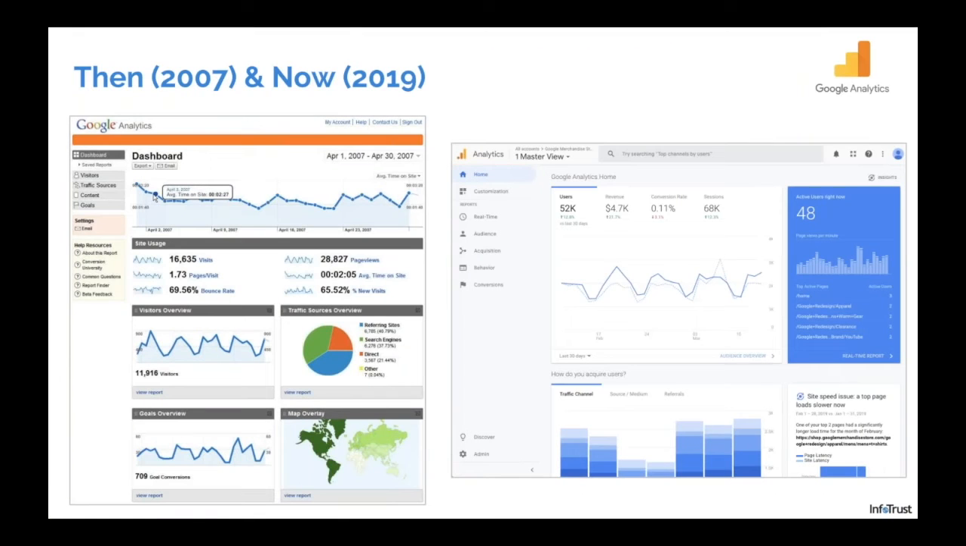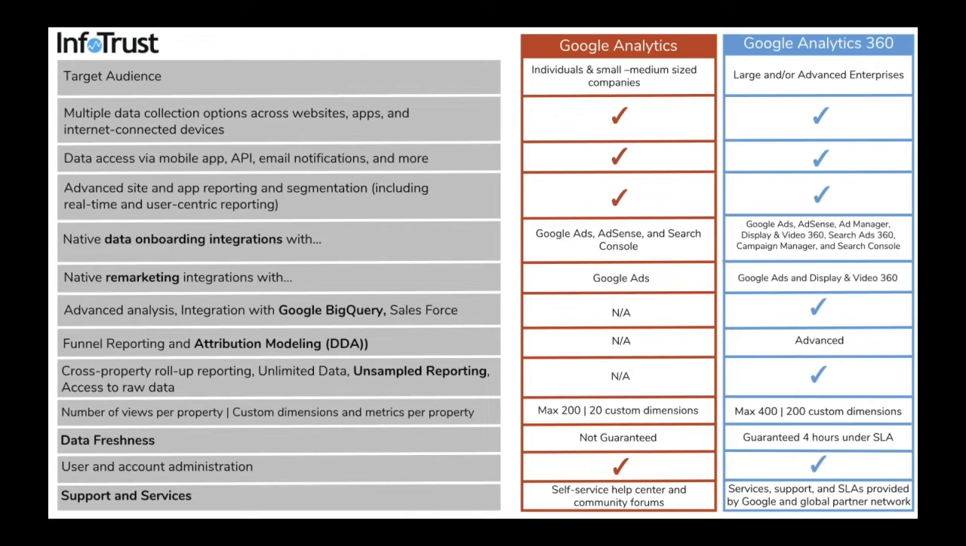All right, so the differences you can see in the interface, we have 2007 and now 2019. Pretty big difference, right? It's pretty remarkable the actual differences that have gone into place since Google Analytics and Google Analytics 360 first came out.